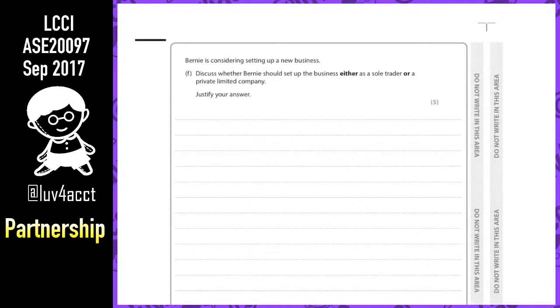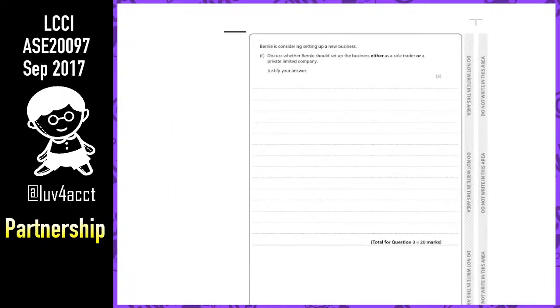Second thing is, of course, you have to consider the problem of unlimited liability for a sole trader. But it is also good to mention points like full control, share of profit, formalities, need for audit, and so on and so forth. So you have plenty of points to compare the two forms of business organizations. So 5 marks. That is all for question 1 to 3.